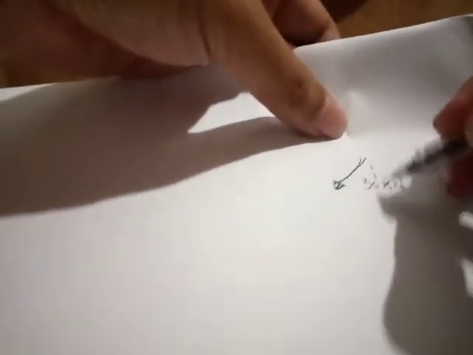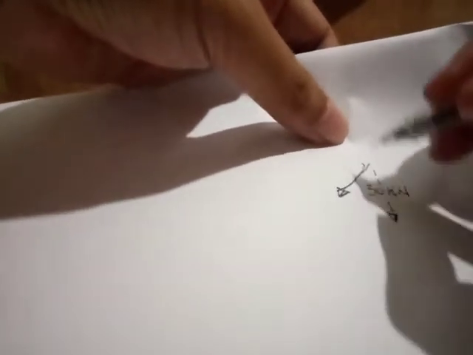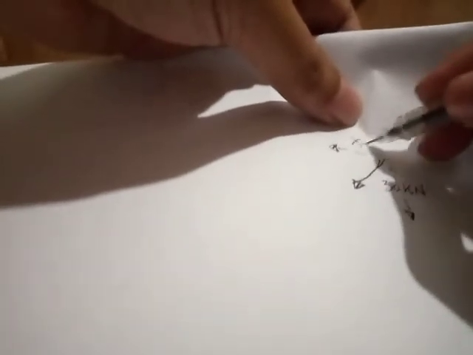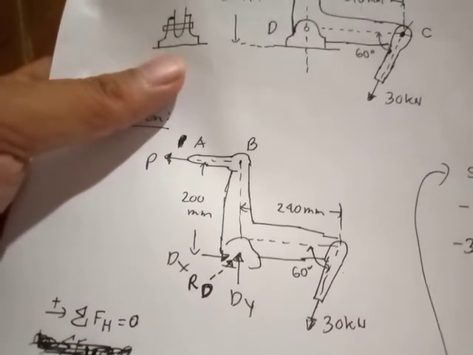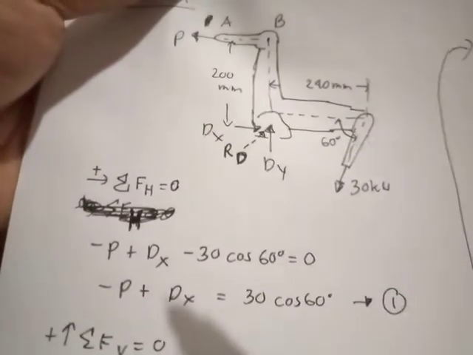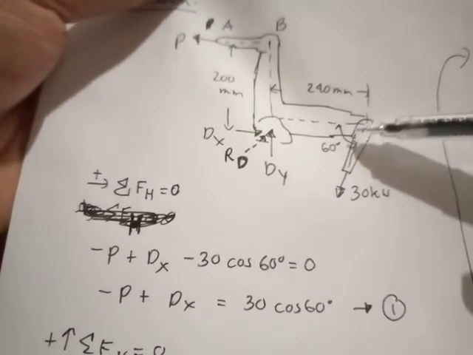Para mas maintindihan natin, baka yung iba sa inyo laging nagtatanong, okay? Ito yung 30 kilonewton natin, di ba? Okay, ayan. So, pag kinomponent mo siya, yung y component niya is ito. Yung x component niya is ito. And then y component niya is ito, okay? Yan, no? So, pag ganito, yung x component mo is going to the left. Kaya negative, okay? Negative cosine 60.